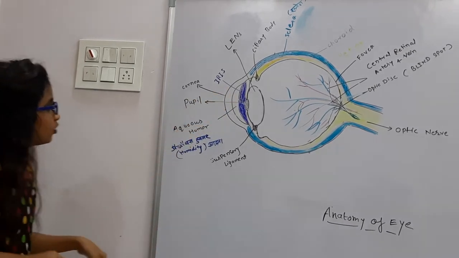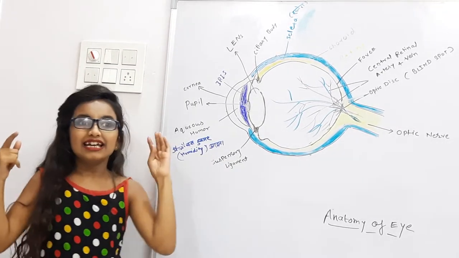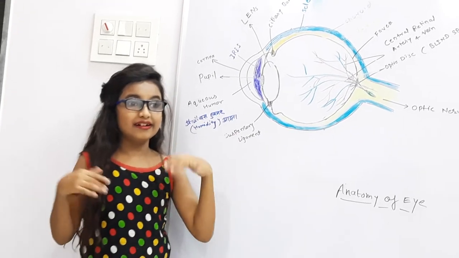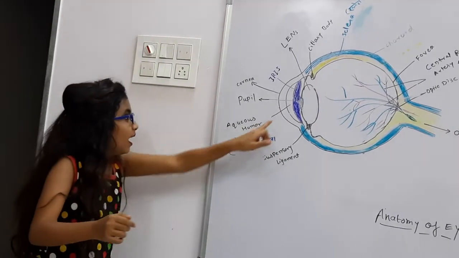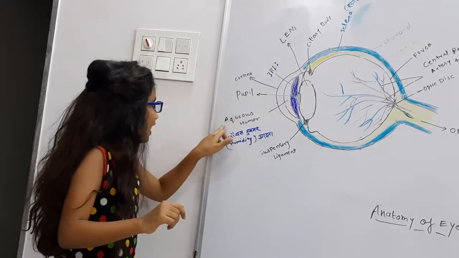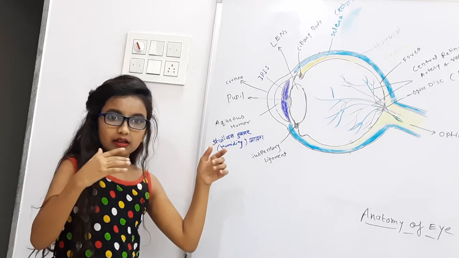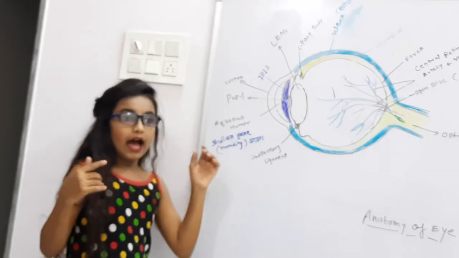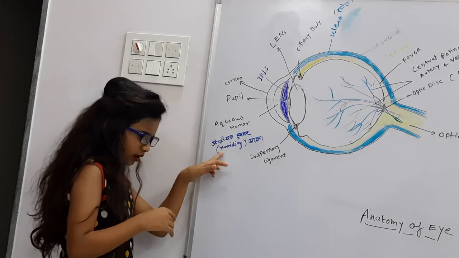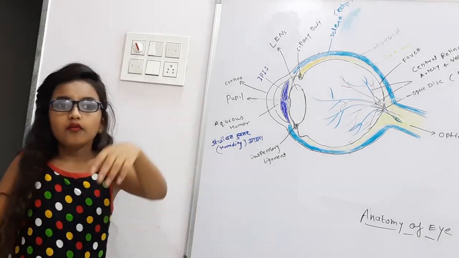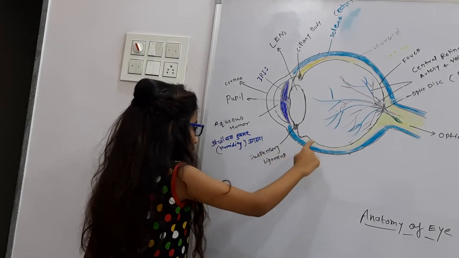this is the iris. Means what? Sometimes more light enters our pupil, so it protects our pupil. This part is known as aqueous humor. In it, liquid and some vitamins are there, and it maintains the humidity of our eye. This one is the suspensory ligament.